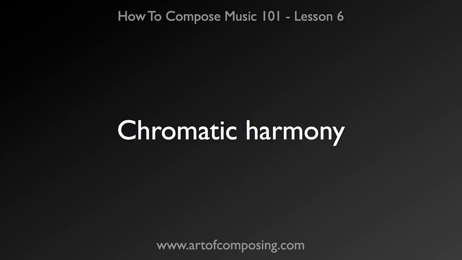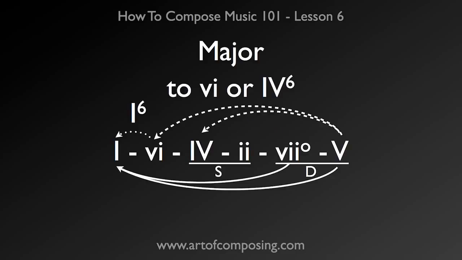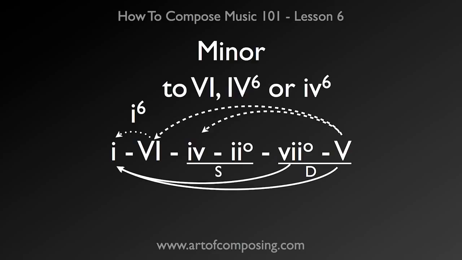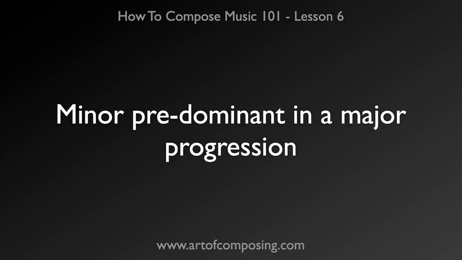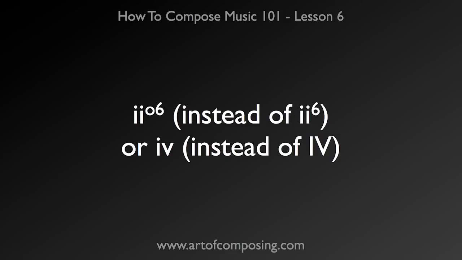Finally, I would like to talk about chromatic harmony just a little bit. If you remember from the previous lesson, you had a chart. The great thing about this chart is it allows you to use it for plain diatonic harmony and also for mixing it up with chromatic harmony. It does this because chord functions are generally interchangeable between major and minor. Some of the most common are the minor predominant in a major progression. This can be done through the use of the 2 diminished 6 or the minor 4 chords.